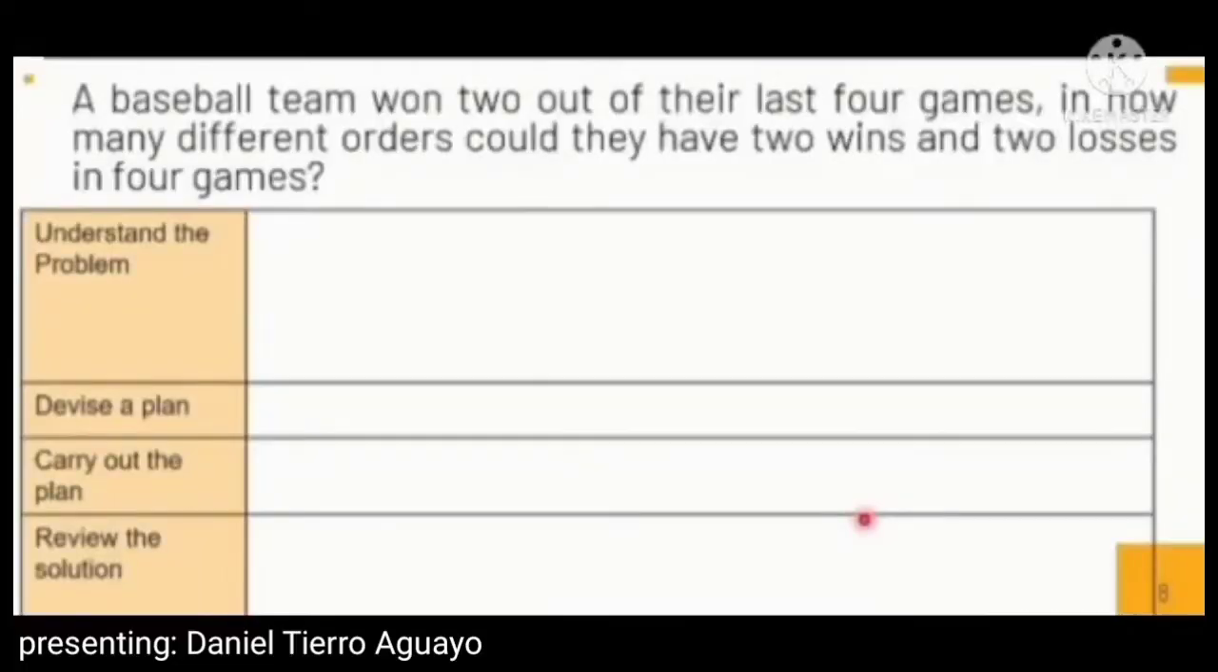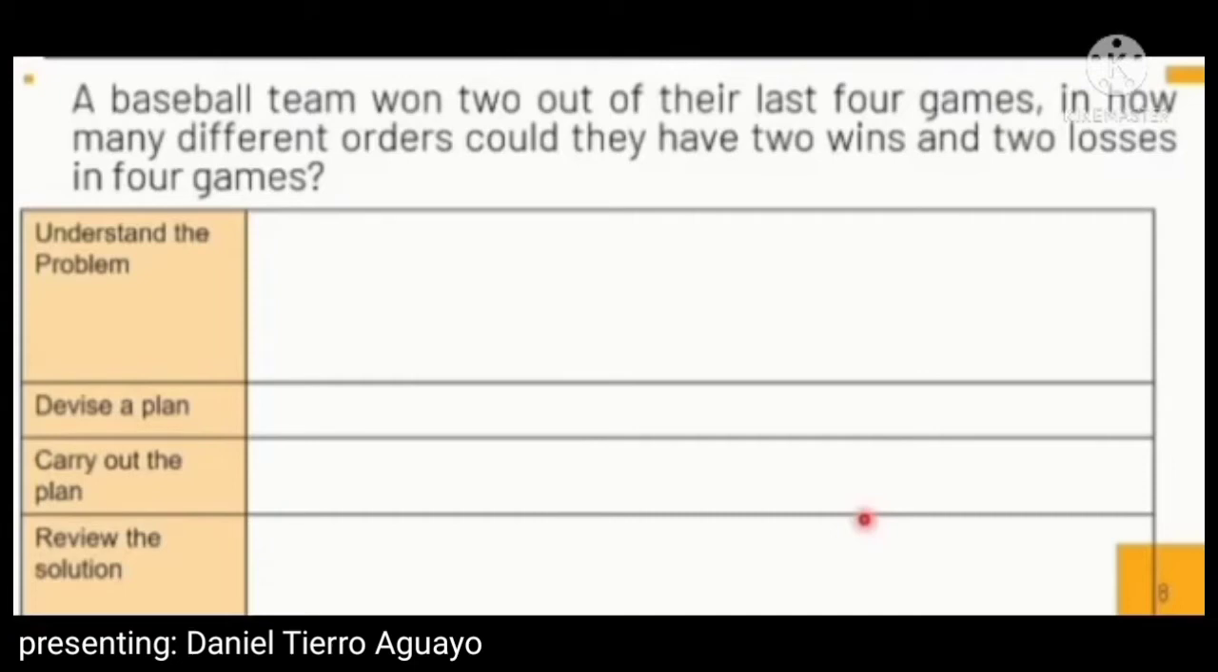A baseball team won 2 out of their last 4 games. In how many different orders could they have 2 wins and 2 losses in 4 games? So applying the first step of Polya's problem solving strategies, first, understand the problem.